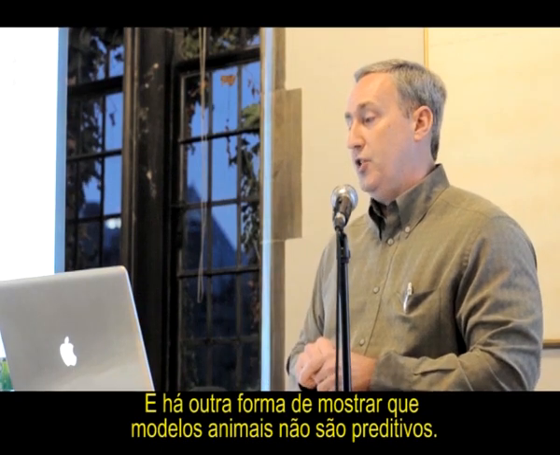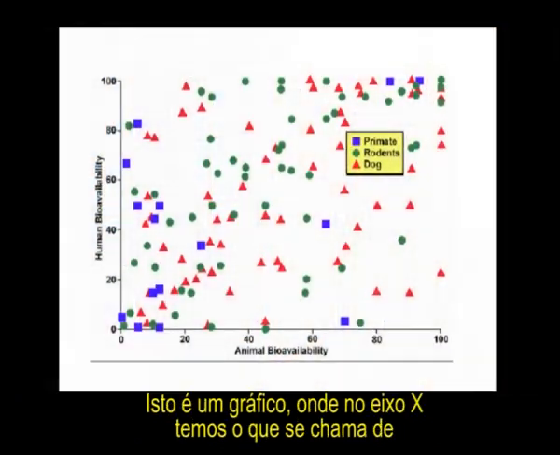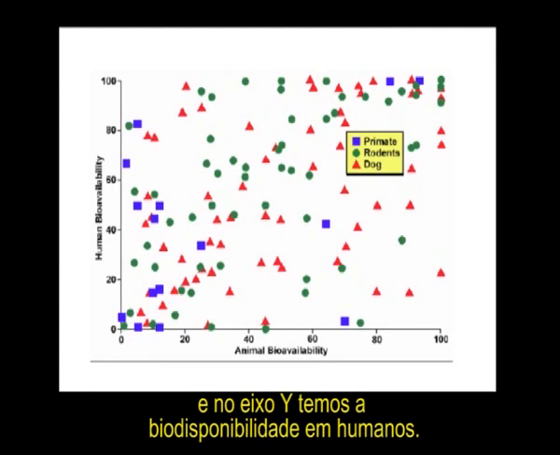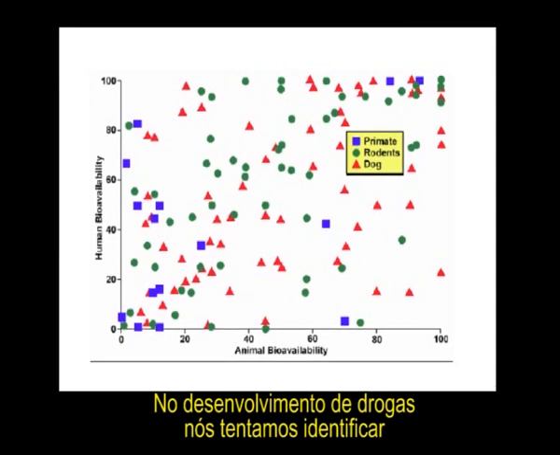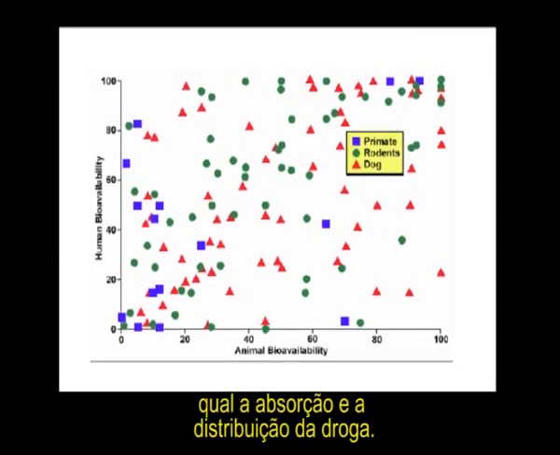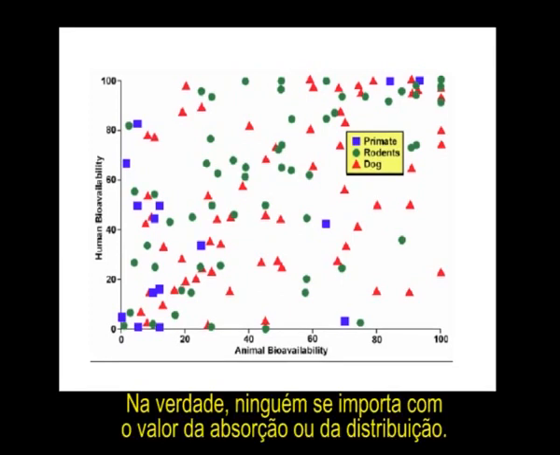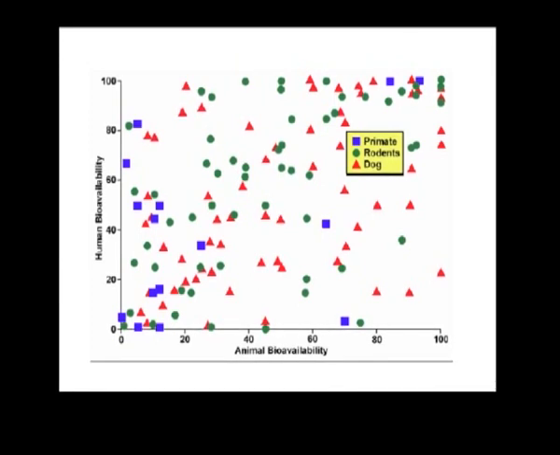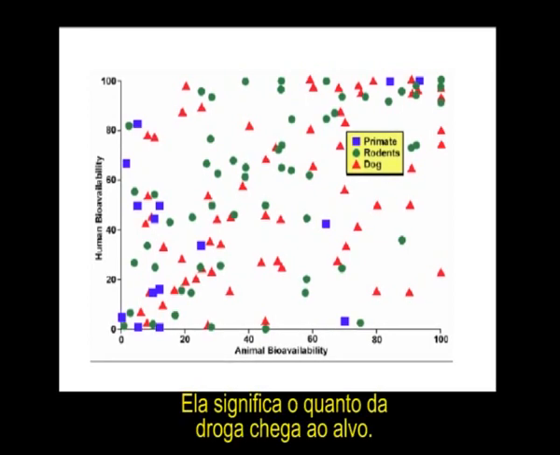And there's another way to show that animal models are not predictive. This is a graph. On the x-axis, we have what's called bioavailability in animals. And on the y-axis, we have bioavailability in humans. Now, in drug development, we try to figure out what the absorption of a drug is and what the distribution of a drug is. Really and truly, no one cares what the absorption is and no one cares what the distribution is. What they care about is the bioavailability. And what that means is how much of the drug gets to the target, okay?